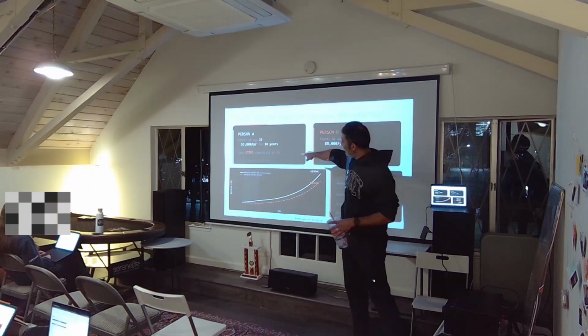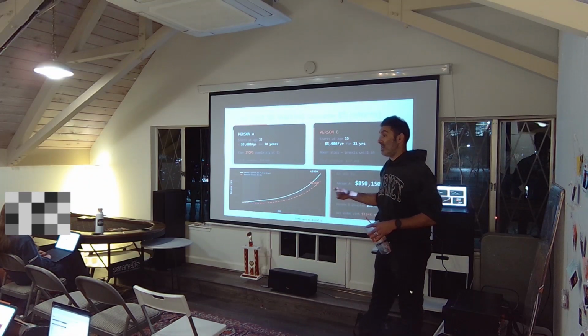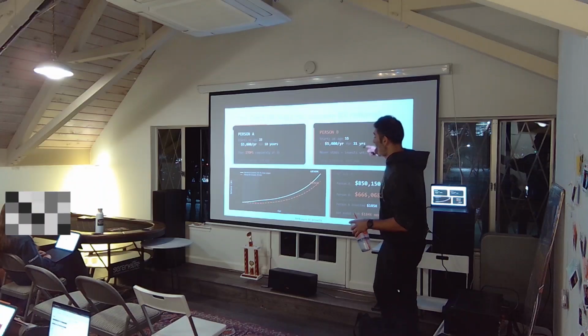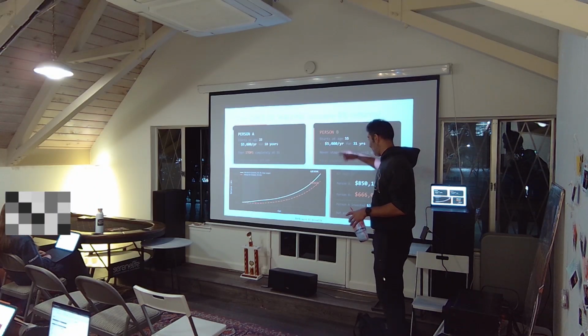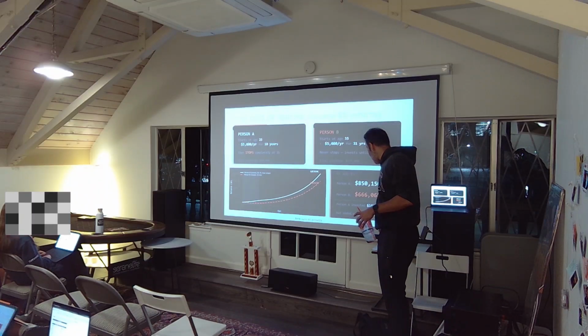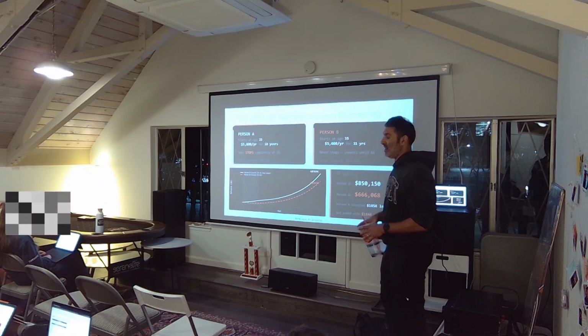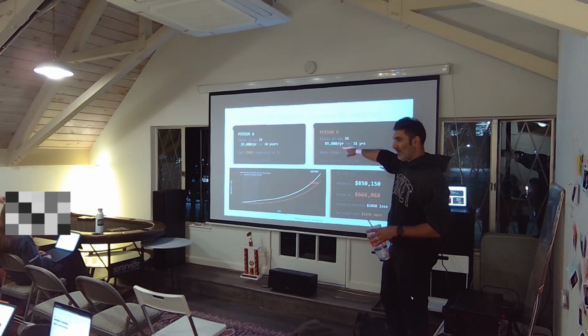Person A only invested $50,000 total, right? They put $5,000 in for 10 years. Person B put $5,000 in for 31 years. They put $155,000 in, and they ended up with less, $184,000 less than person A. The only difference is that person A started earlier.